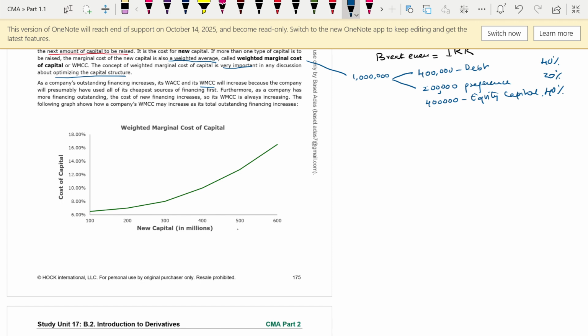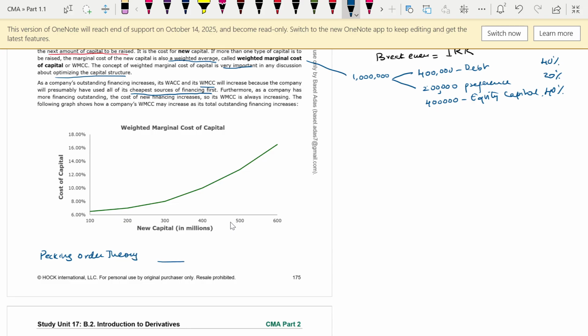Definitely, if you are taking additional resources, it will increase. The company presumably has used all the cheapest sources of finance first. What are the cheapest sources of finance? Debt. Debt is cheap, and internal retained earnings are also one of the sources. I told you, there is a pecking order theory in financial management.